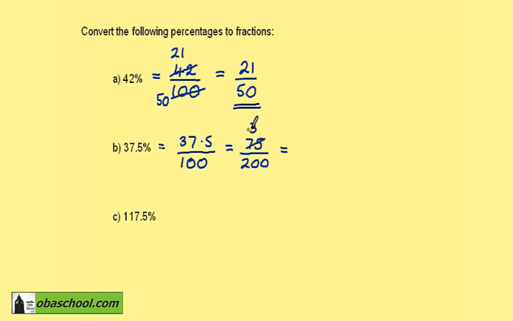25 goes into 75 3 times and into 200 8 times. So we get 3/8.